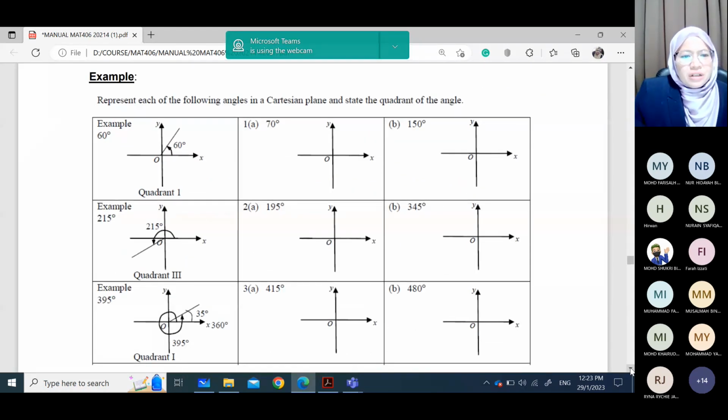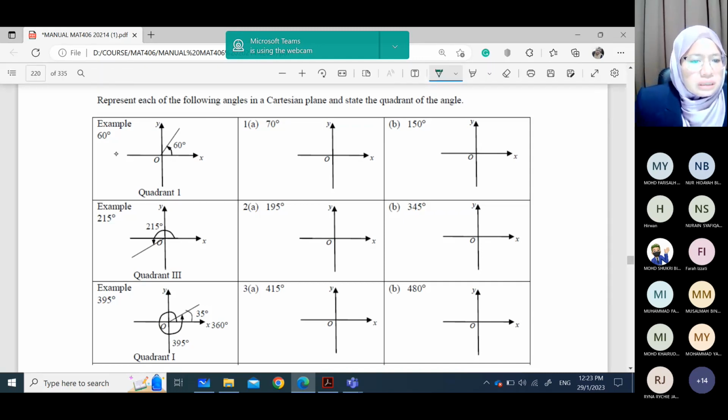Right, so ni represent each of the following angles in Cartesian plane and state the quadrant of the angle. So kalau dia kata example 60 degrees, so maknanya ni adalah quadrant yang pertama lah, sebab quadrant pertama 0 ke 90 darjah. So 70 degrees. Which quadrant? First, second, third or fourth? First. First. So dia lebih kurang kat sini lah. Ni 70 degrees. Okay, first quadrant. Quadrant yang pertama.